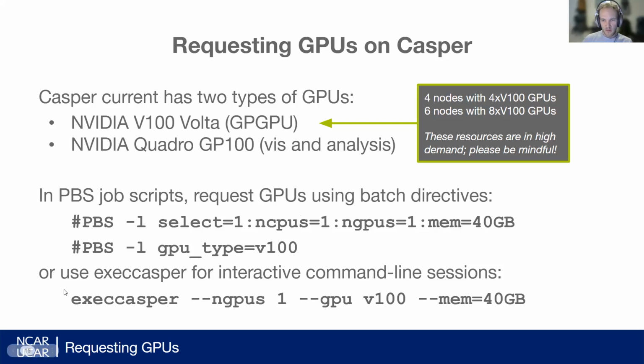And if I wanted an interactive command line session, this would be the equivalent of those directives. So I could run execcasper, ask for a single GPU, make sure it's a V100, and I'm asking for 40 gigabytes of memory here. Now, one thing to keep in mind about these memory requests is that it is the node memory. That's the RAM that's connected to the motherboard, and you can think of it as host memory. I'm asking for 40 gigabytes here to make sure that I have enough node memory to drive data to the GPU memory, which for the V100s is 32 gigabytes. So it's a bit higher, just to offer a little bit of buffer there.